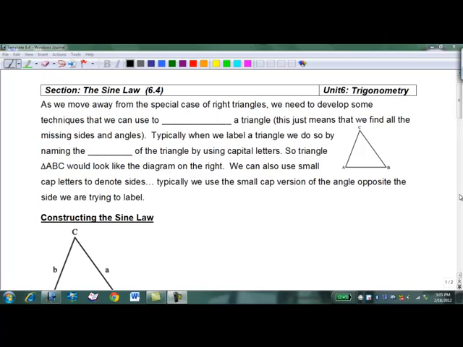Welcome to Trigonometry for Pre-Calculus Math 11. Today we're taking a look at the sine law.